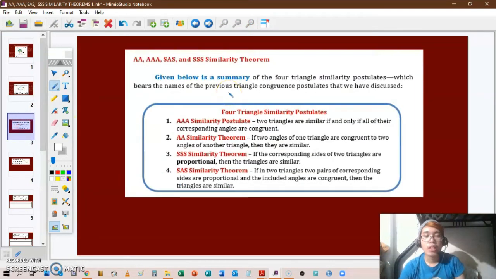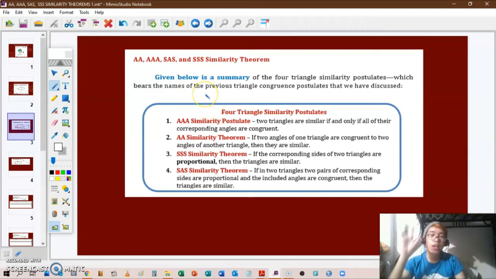So as with the 4 triangle congruence theorems that we discussed during the second quarter, for the third quarter, there are 4 triangle similarity theorems. So there's the AAA, the angle, angle, angle. It means that two triangles are similar if and only if their corresponding angles are congruent.